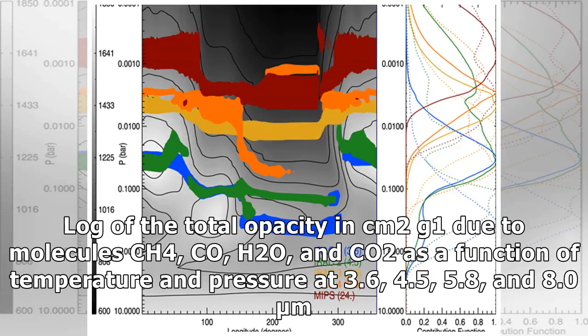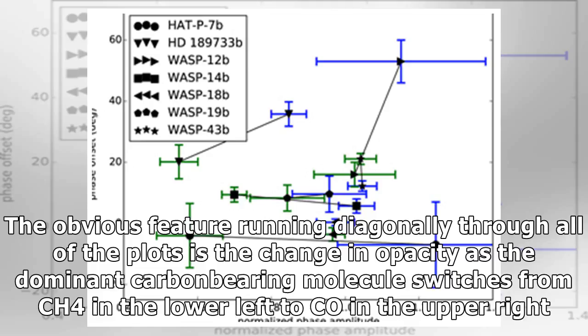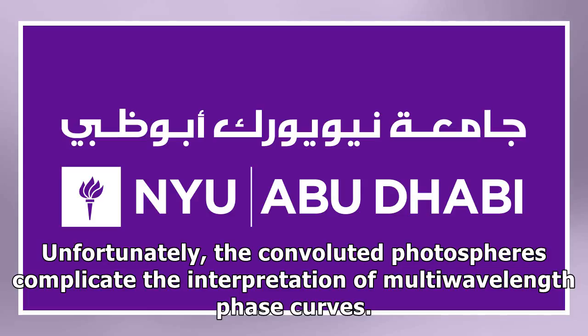Figure 3. Log of the total opacity in cm^2/g due to the molecules CH4, CO, H2O, and CO2 as a function of temperature and pressure at 3.6, 4.5, 5.8, and 8.0 micrometers. Thermochemical equilibrium is assumed at each temperature and pressure. The obvious feature running diagonally through all of the plots is the change in opacity as the dominant carbon-bearing molecule switches from CH4 in the lower left to CO in the upper right.